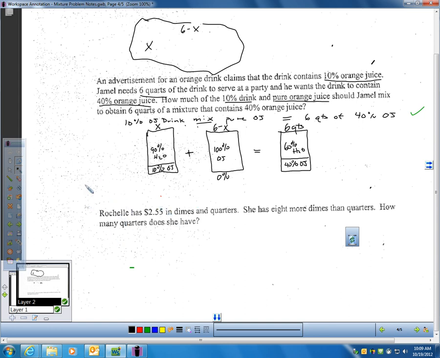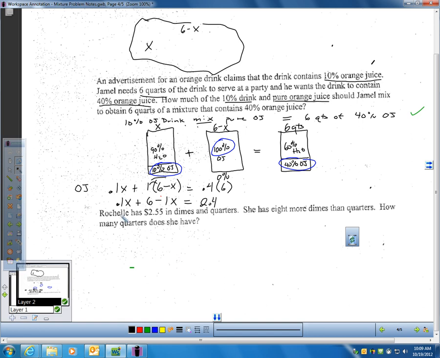You could write an orange juice equation. I'll do that first. Here's my orange juice equation, and I use the orange juice percentages: 10, 100, and 40. So here we go. 10% of X plus 100%, that's 1, 100% of 6 minus X, has to equal 0.4, 40% of 6. I have 0.1x. When I distribute, I get 6 minus 1x equals 0.4 times 6, which is 2.4.